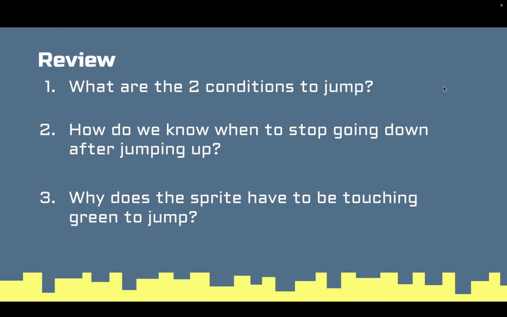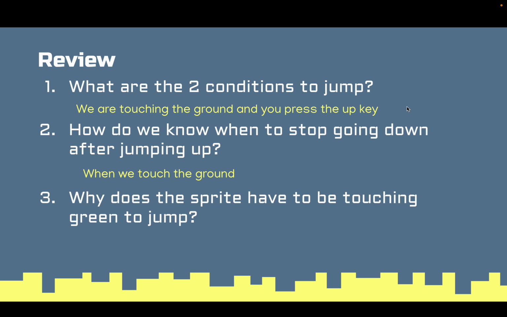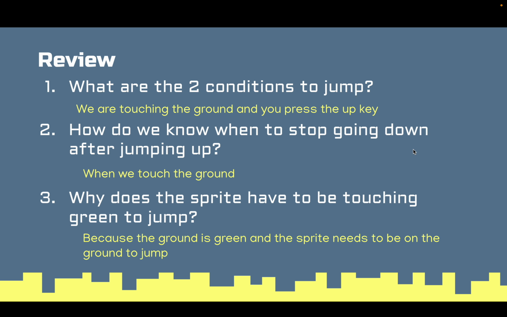What are the two conditions to jump? You have to be touching the ground and you have to press the up key. Remember that this key can be different for you in your program. How do we know when to stop going down after jumping up? When we touch the ground. Why does the sprite have to be touching green to jump? It's because the ground is green. Remember that it might not be green for you, and the sprite needs to be on the ground to jump.